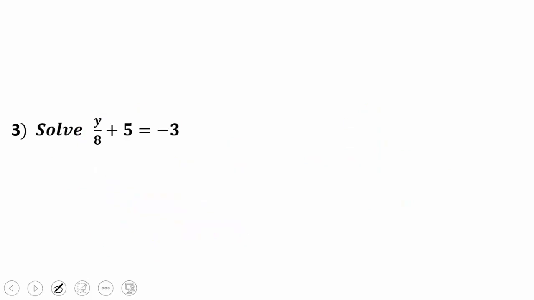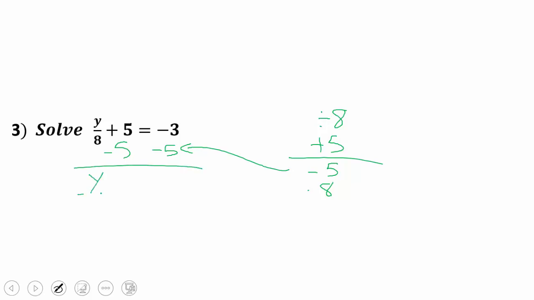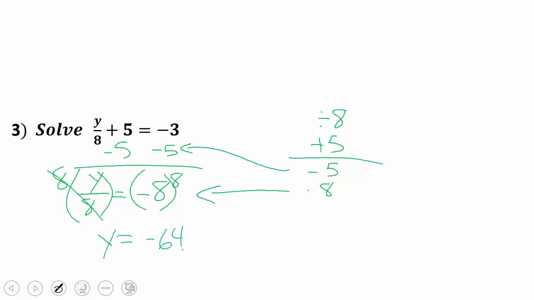Moving along. Solving y divided by 8 plus 5 is equal to negative 3. So we are first dividing by 8, and then we are adding 5. The inverse of that would be to subtract 5 and multiply by 8. So I'm going to subtract 5 first from both sides. That's what it says to do first. And so y divided by 8 is now equal to negative 8. And then we're going to multiply by 8 because that's what it said to do. Simplifying out, y is now equal to negative 64.